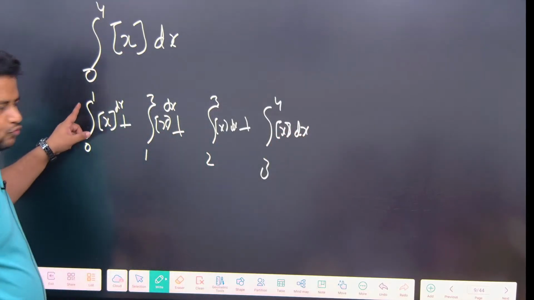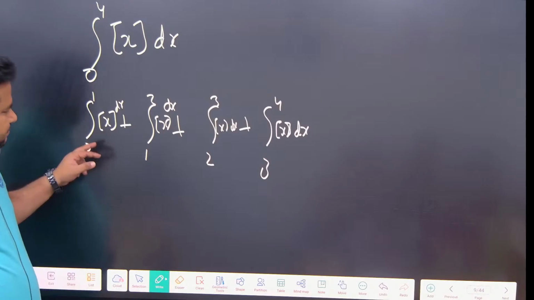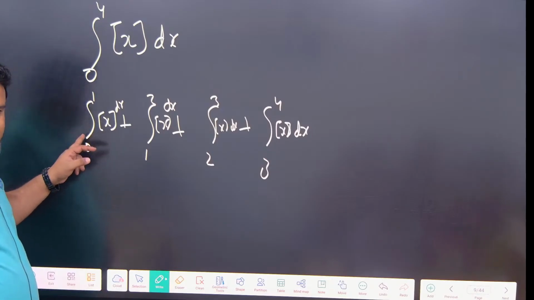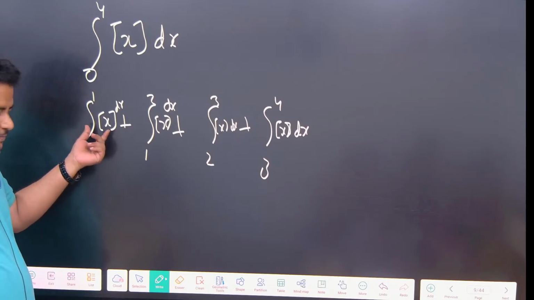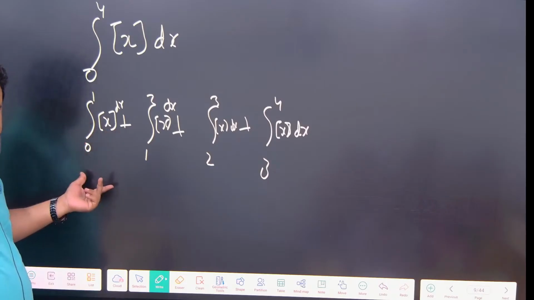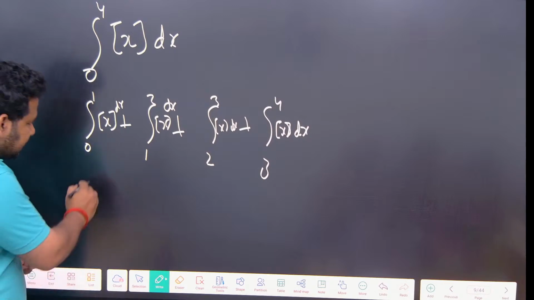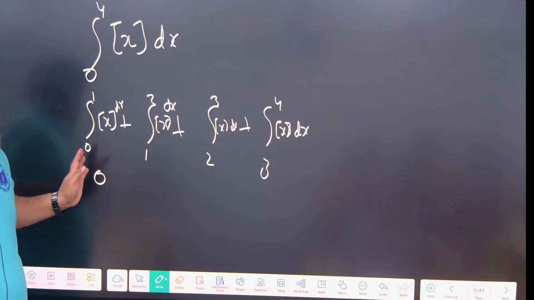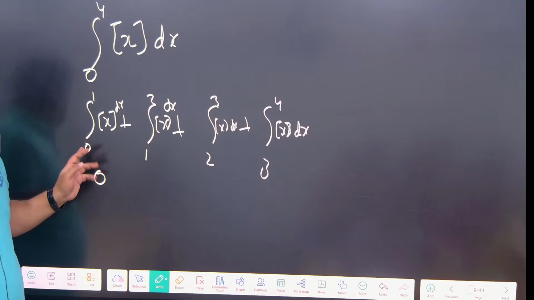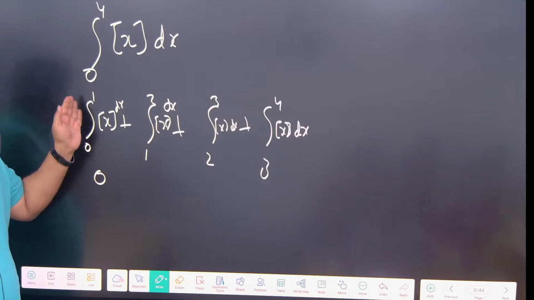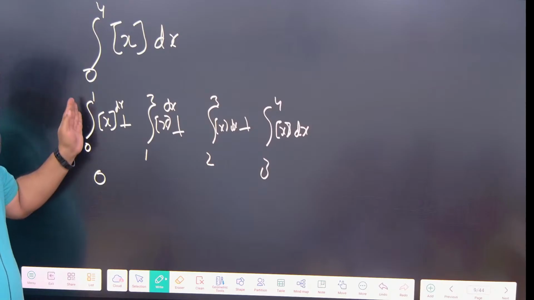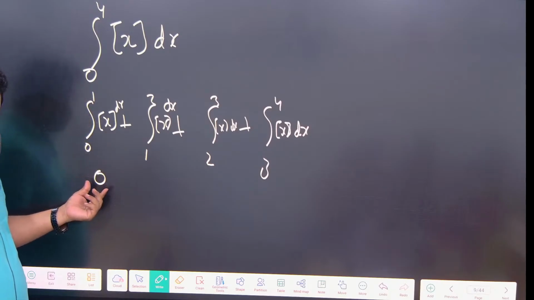So between 0 to 1, what are the values that we have? 0.1, 0.3, 0.8, 0.99. The step function of 0.99 will tend to 0 only, so we will get the answer as 0. Observe, focus here. Any value between 0 to 1 will always give 0 here, so we will get 0.